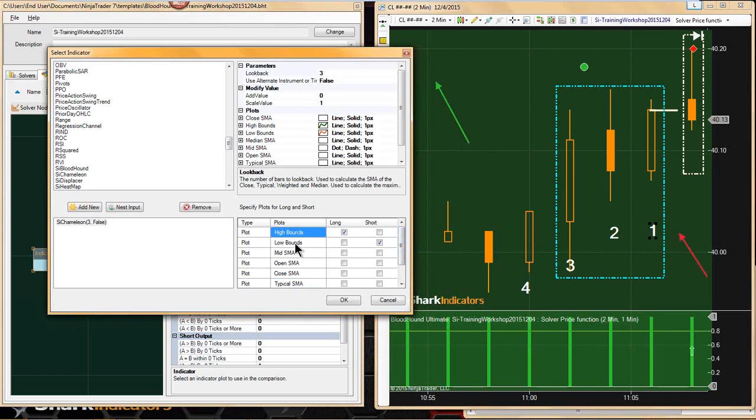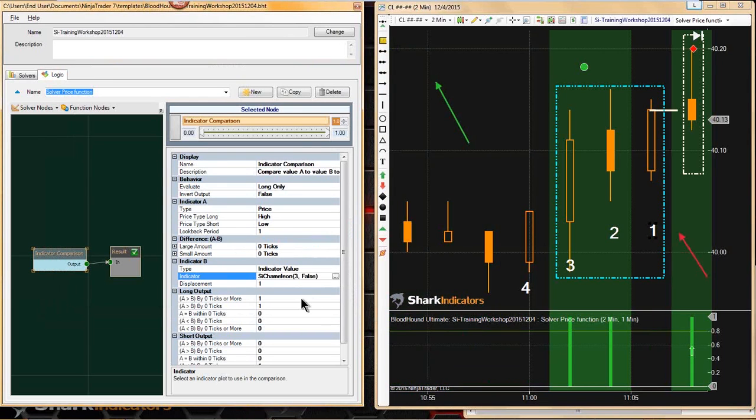So let's set a look back period of 3, and we'll calculate. Chameleon will calculate the highest high within a 3 bar look back, and the lowest low within a 3 bar look back. So we're going to use the high price to calculate the long output, and we'll use the low price to calculate the short output. And there we go.